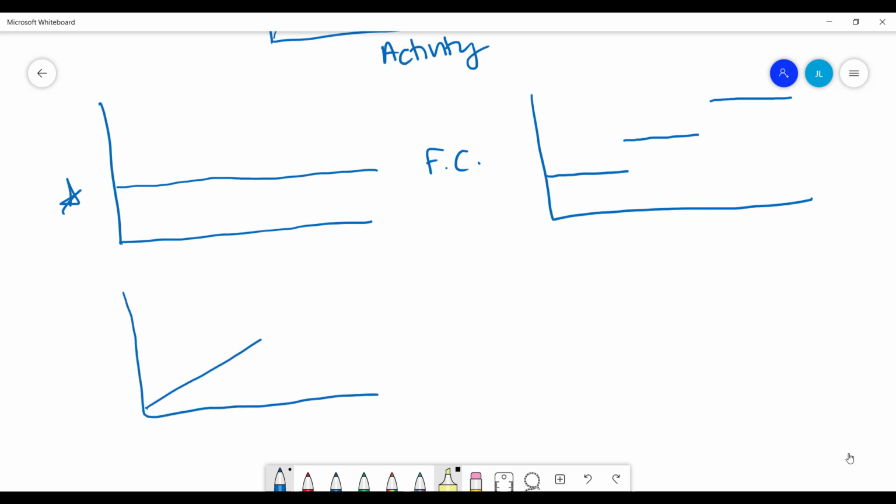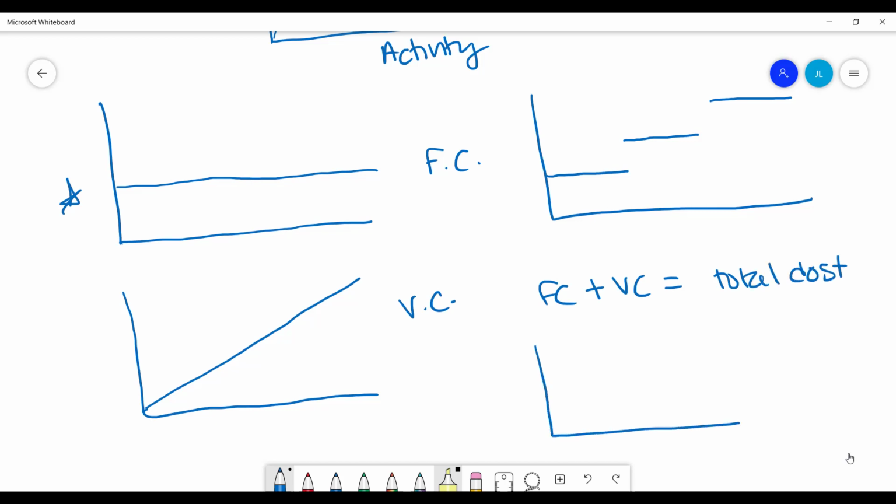And a variable cost is going to be a straight line. But guess what? When you put fixed and variable costs together, we have something called total cost or mixed cost, right? And when we combine those two graphs, the graph has to start at the y-intercept, which is our fixed cost amount, and then it goes up from there to represent the variable portion of that. So these two graphs taken together give us this total cost or mixed cost graph.